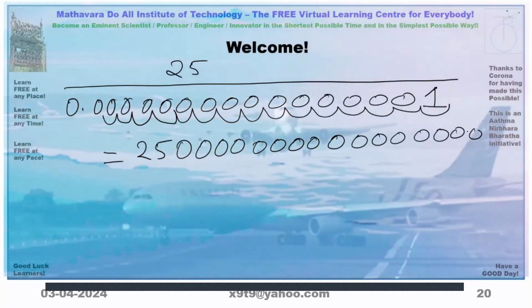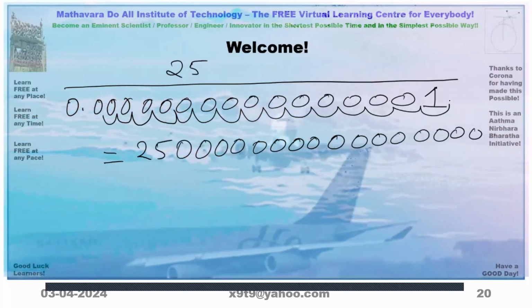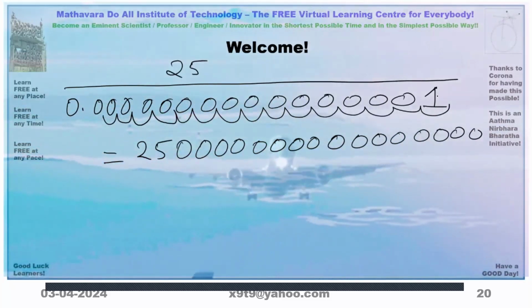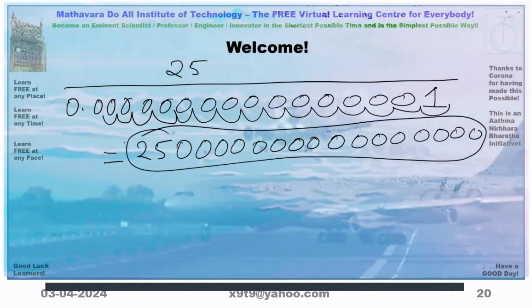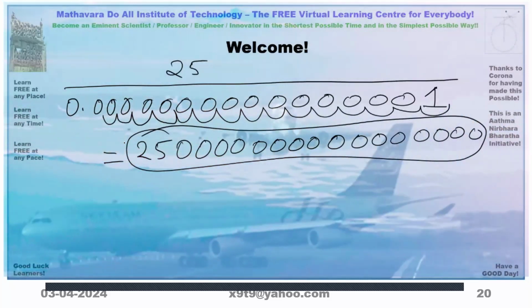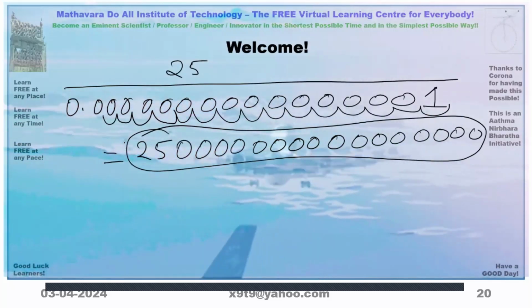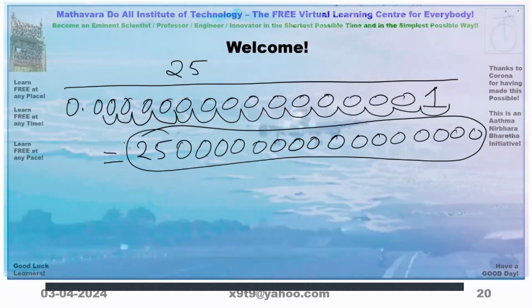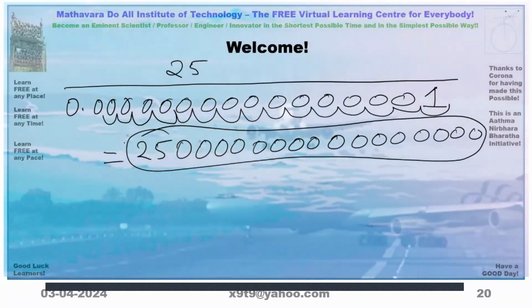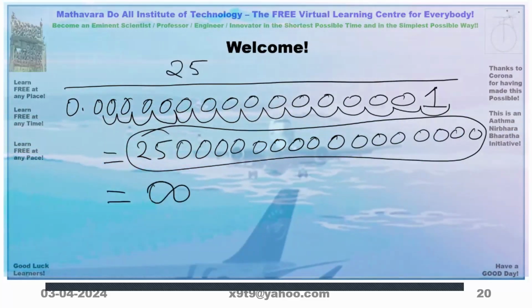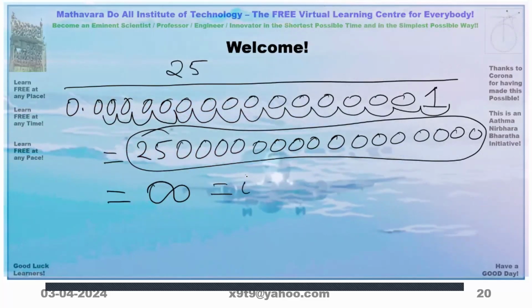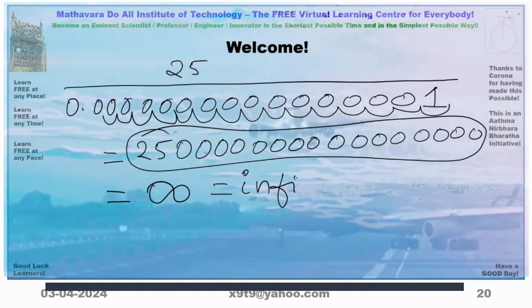It will become that much. So as this number comes nearer to 0, this becomes a very large number which we cannot write. So that inability of expressing a large number by actual value is replaced by a symbol written like this, and it is called infinity.